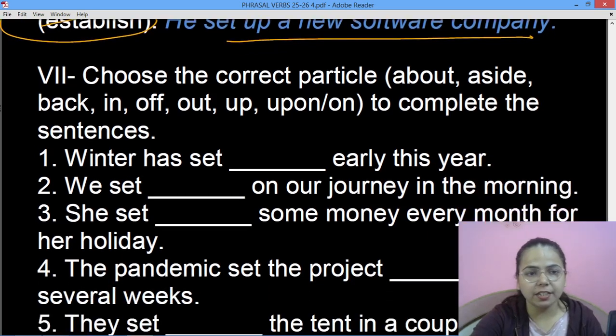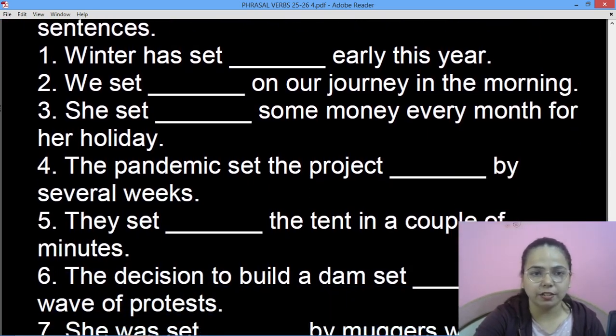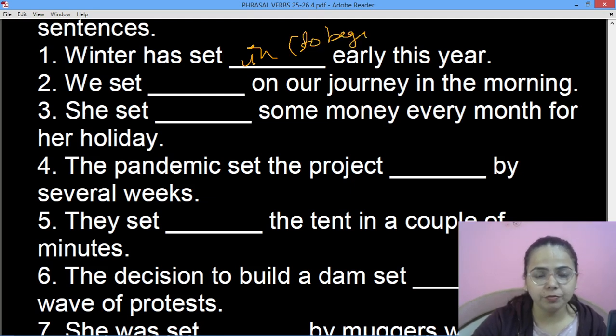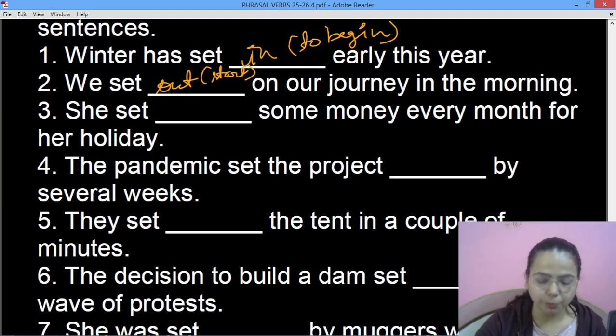Next is the seventh one, that is exercises for set, in which the first one is to set in, means to begin. Winter has set in early this year. Then we set out means to start a journey, on our journey in the morning.